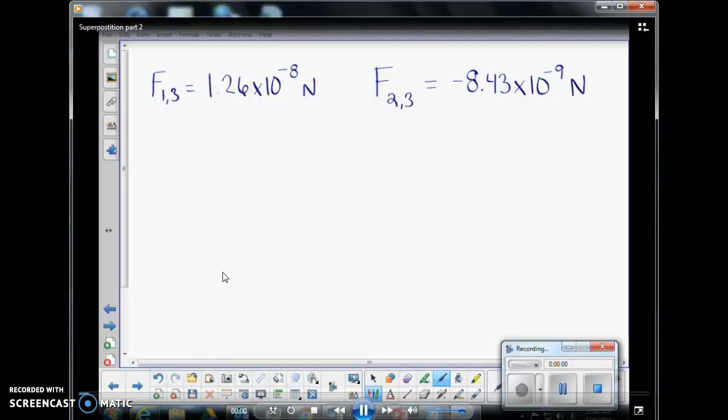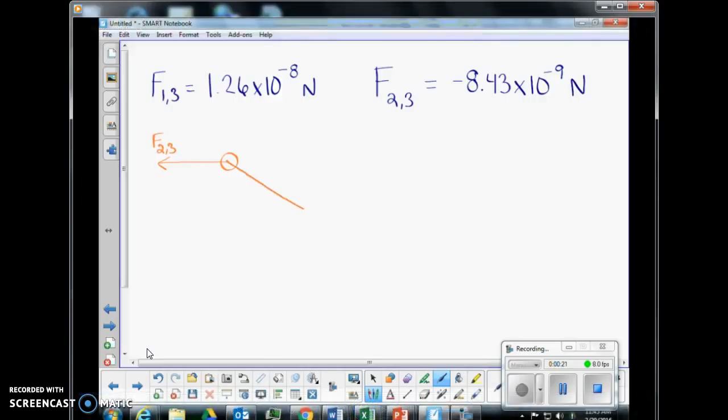We're going to use that free body diagram to calculate the force in the x direction and the y direction. That should sound familiar because we did it a lot last semester when we were adding force vectors with free body diagrams. So here's our free body diagram again. The force between 2 and 3 is attractive, so it's going to point toward charge number 2. The force between charge 1 and charge 3 is repulsive, so it's going to point away from charge number 1.